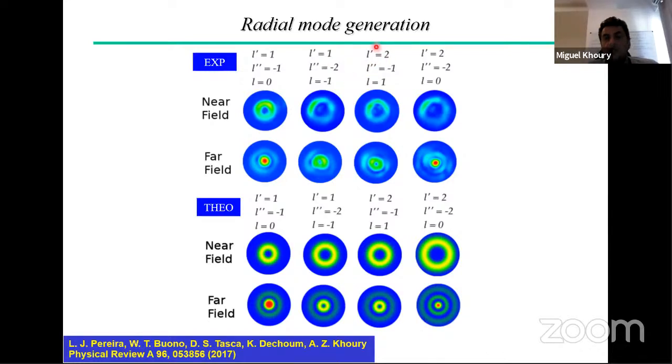and also the combination of topological charges with a net topological charge. We can see both the singularity in the far field and the external ring of the radial mode, okay? And these are the theoretical simulations. So this is a work that we published in 2017.